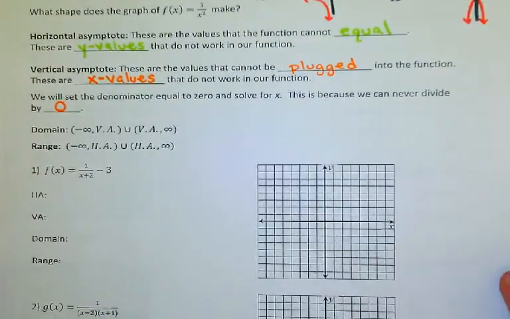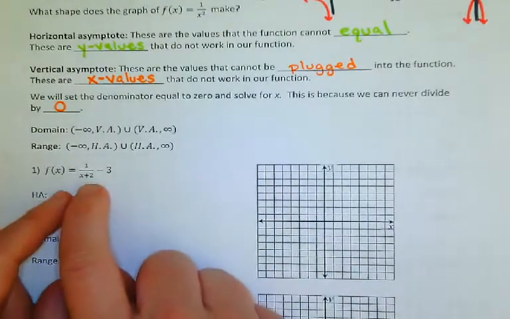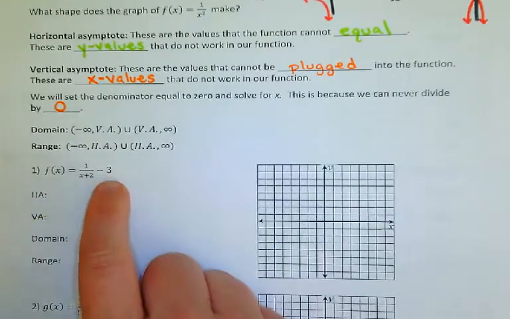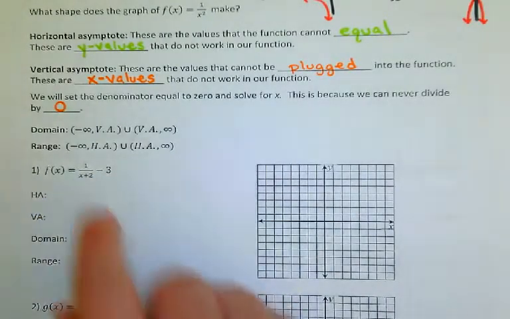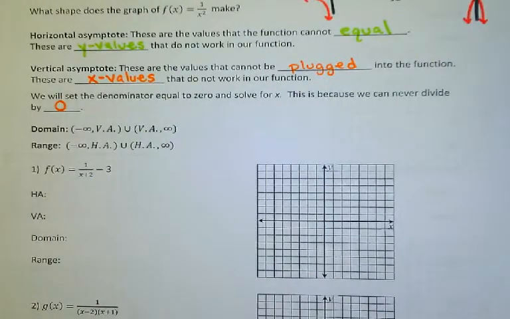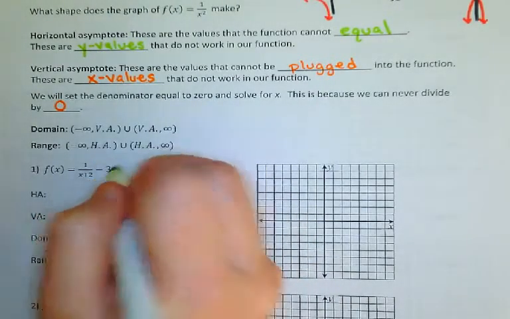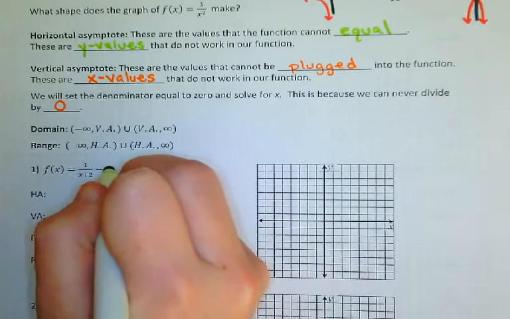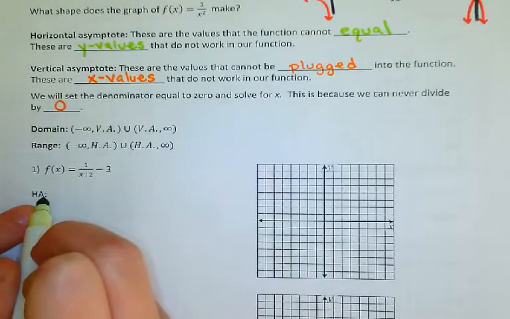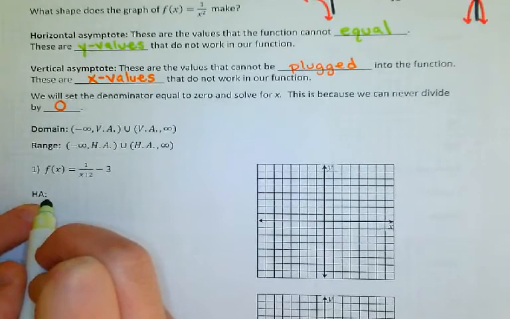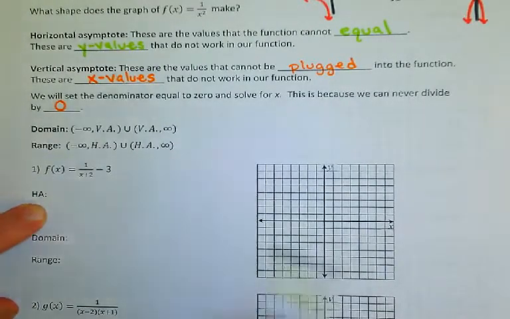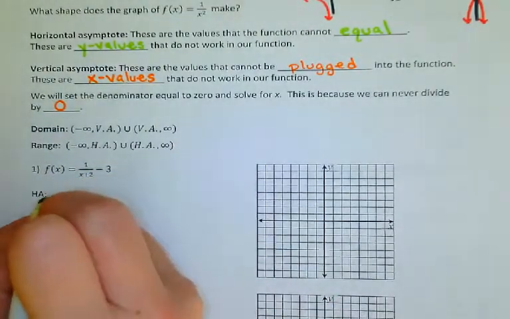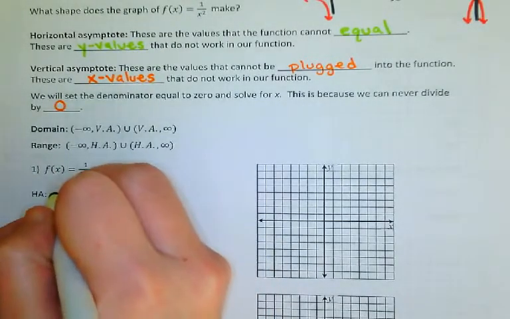Here's how we graph a rational function, and then identify the asymptotes and the domains and ranges. So here we have 1 over x plus 2, minus 3. This minus 3 is going to tell us our horizontal asymptote. So I'm going to put this right here. Our horizontal asymptote is going to be y equals -3.